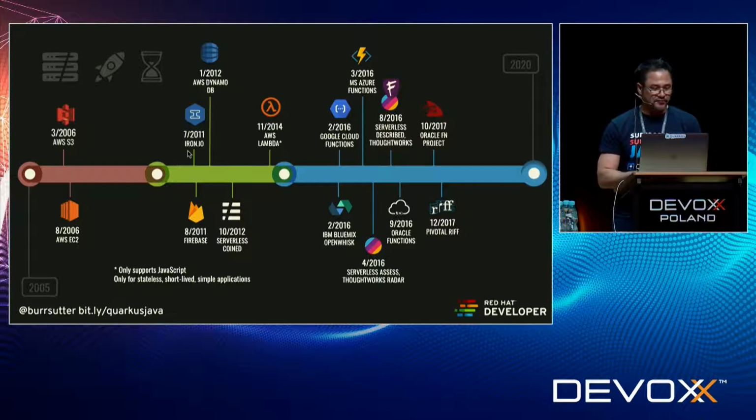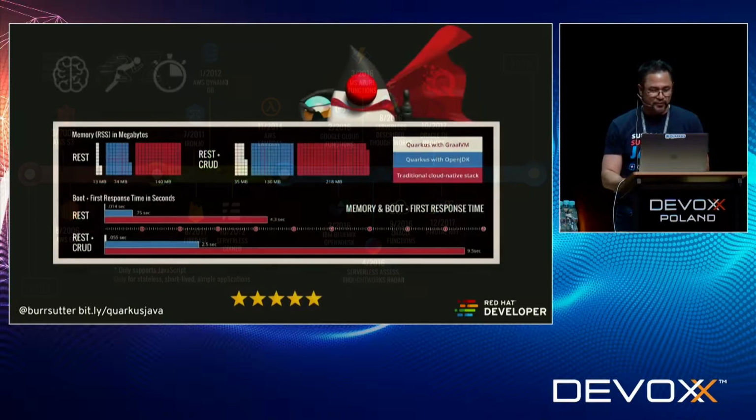Serverless architecture was first brought to the market back in 2011 with Iron.io and Firebase. And of course, the term serverless was coined back in 2012. So it's a 7-year-old term already, a 7-year-old idea already. So we've been thinking about these things for quite some time.